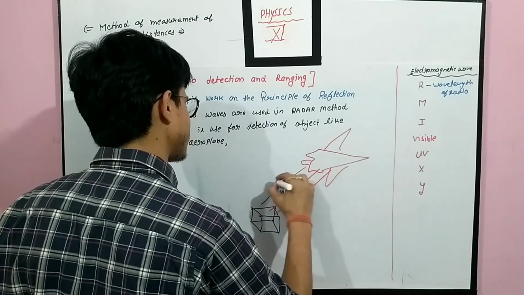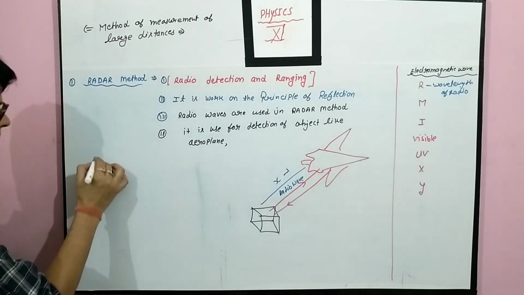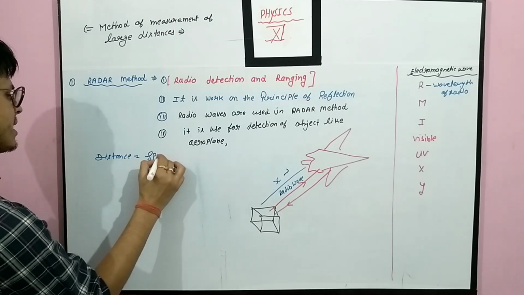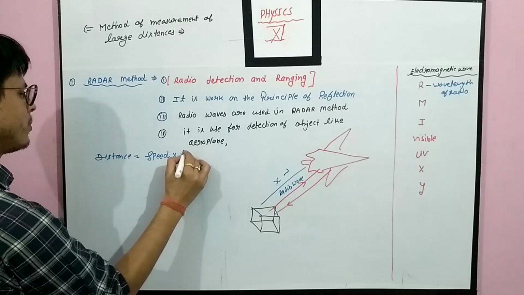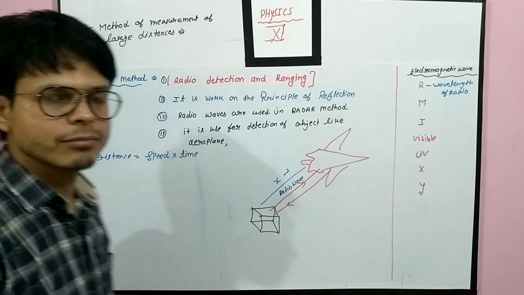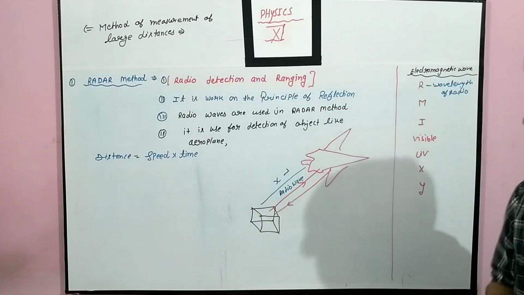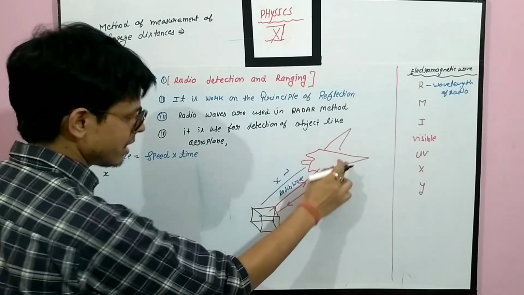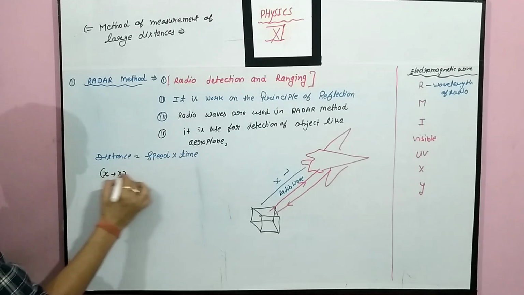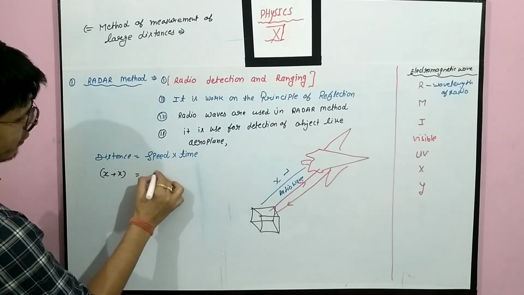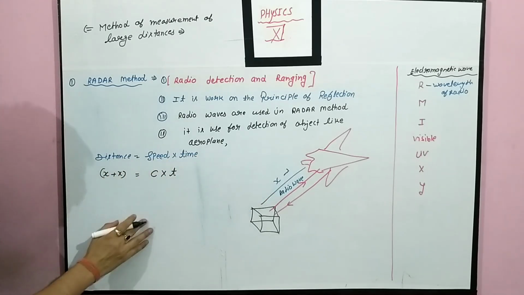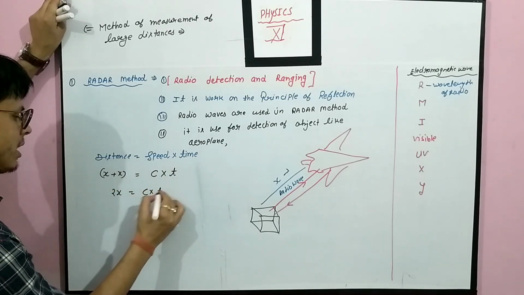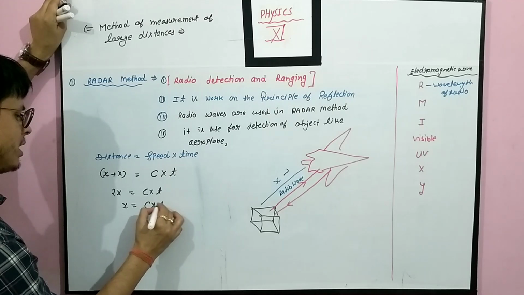Let this object be at distance x, then they will apply the formula. What is the formula for reflection? Distance equals speed into time. Distance is x for incident and plus x for reflection, total is 2x. Speed of radio wave is equal to the speed of light, c, into t. So 2x equals c into t, so x equals c into t by 2.